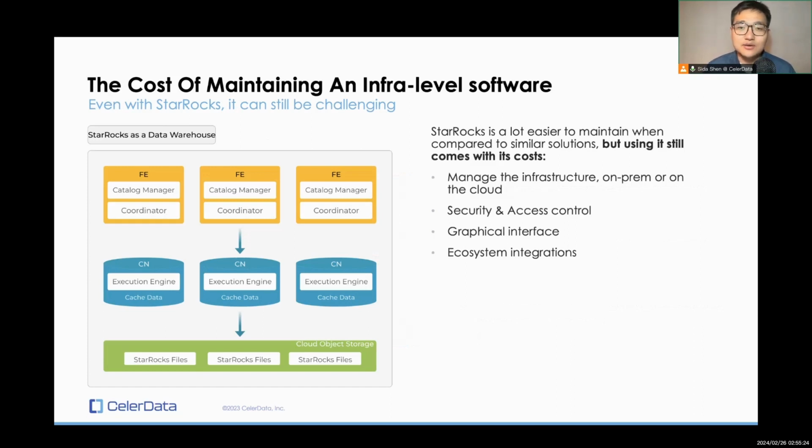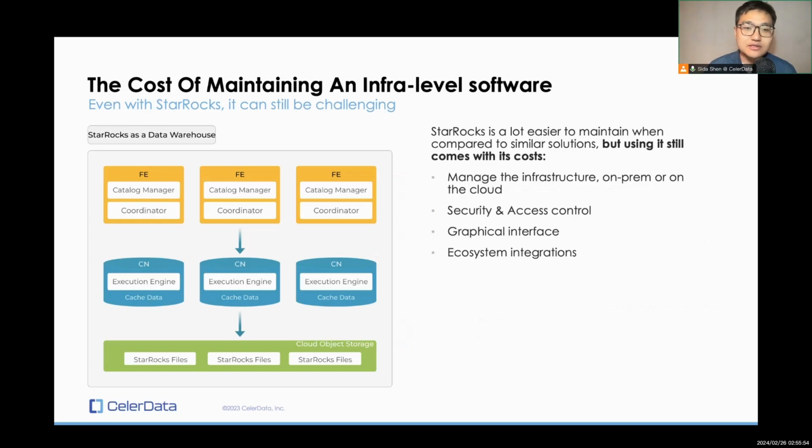But it still comes with the cost of actually owning infrastructure-level software, a stateful software like StarRocks itself. First, you have to manage the infrastructure yourself, either on-prem or on the cloud. That's something you need to worry about. If you want to scale up or down, you need to manage that. The disk space and all of the other configurations come with infrastructure.